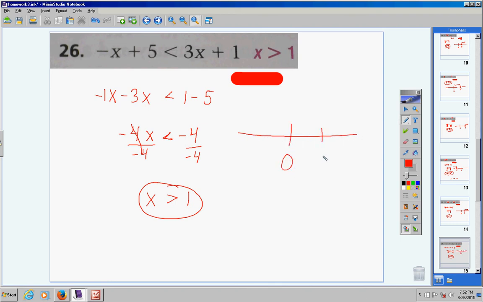Put a 1. Your point is open because there's no equal sign here. And then x is greater than 1. So we go to the right. So the answer to this inequality is all the numbers greater than 1. Okay, number 27.